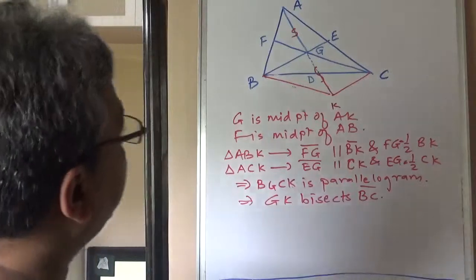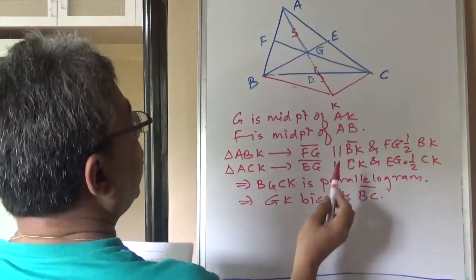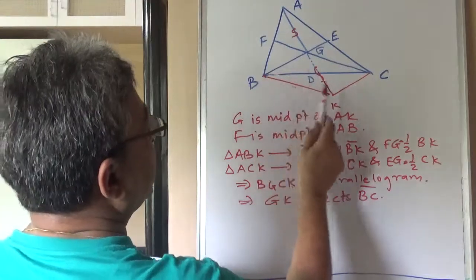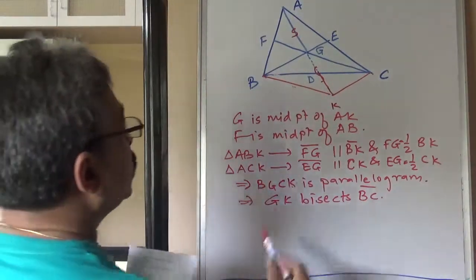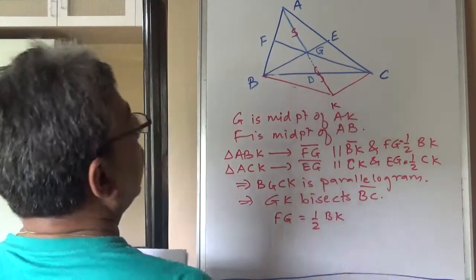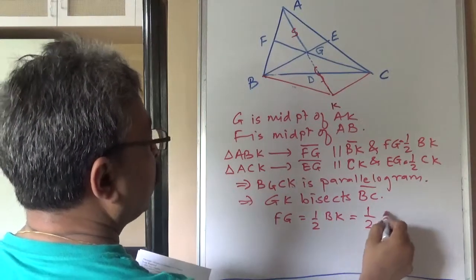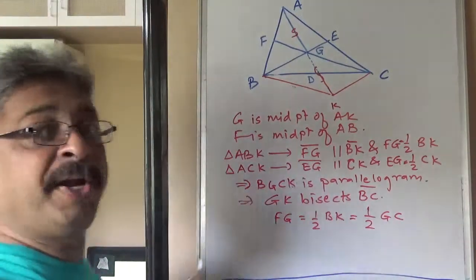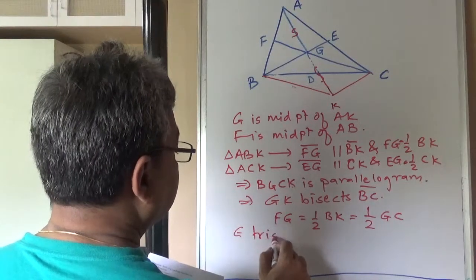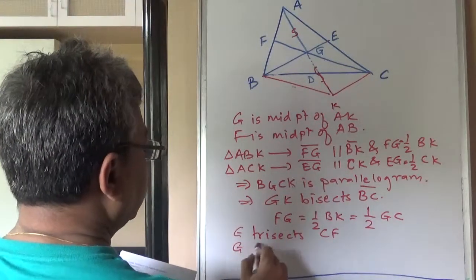Now, an additional result that we get over here is FG is half of BK, but the property of parallelogram says GC is equal to BK. So FG is equal to half of BK and GC is equal to BK, therefore FG is half of GC. So point G actually trisects CF. Similarly, we can prove G trisects BE.